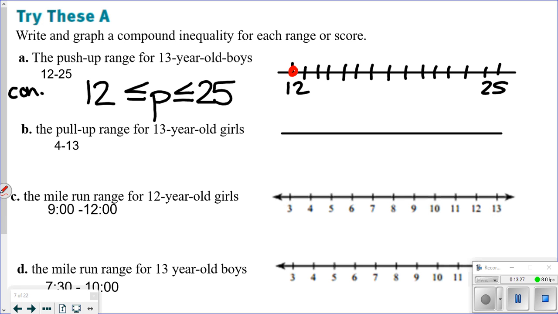Closed circle at 12, closed circle at 25, and then we can only count them in whole numbers, so I can do 24, 23, etc. all the way down to 12.